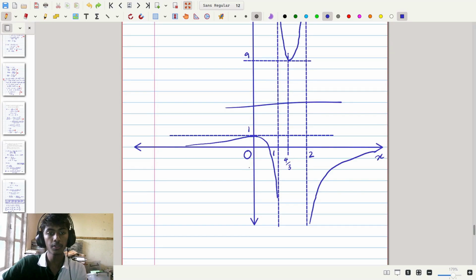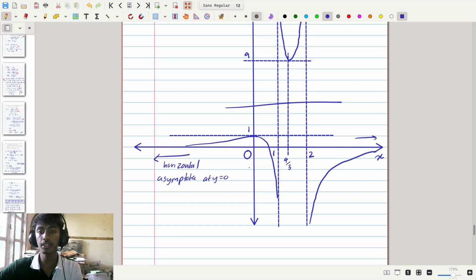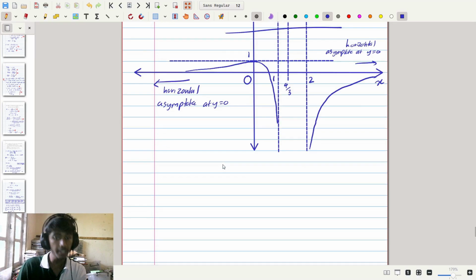So here on the x-axis I'm going to mark horizontal asymptote at y equals 0. I'm going to do the same thing over here. I'm going to say horizontal asymptote at y equals 0, and we're going to do the same thing for the vertical asymptotes.